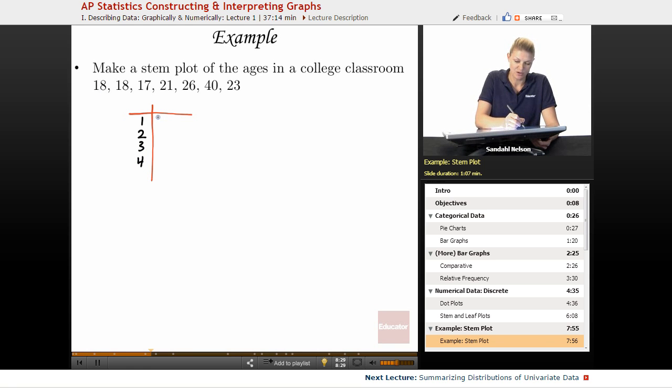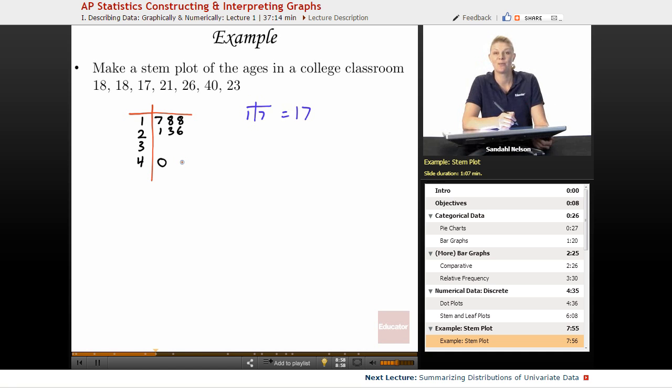And then we'll write it out. So we have an 18. Actually, let's write it in order. So we have a 17, we have an 18, we have another 18, then we have a 21, a 23, and a 26. We don't have a 3, so we need to leave it blank. If we had put a 0 here, it would have been saying we had a 30. And then we have a 40. And then lastly, you want to make yourself a little key, so that whoever's reading your stem and leaf plot knows what it means.